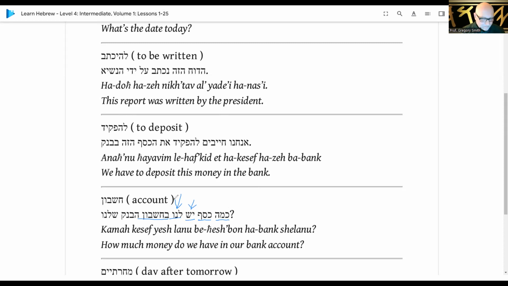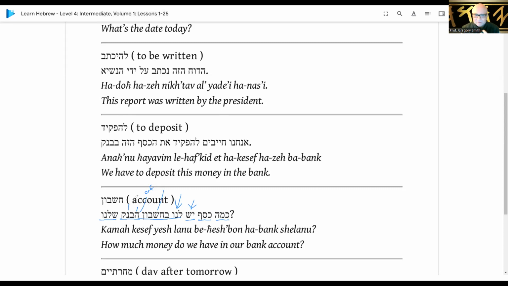Lanu baheshbon. Well, it's not lanu, it's not anu, it's lanu, to us. כמה כסף לנו בחשבון? Okay, literally, in the account, the bank, of the bank. Now, this "of" is assumed in there in this context. Shalanu, in other words, belonging to us.